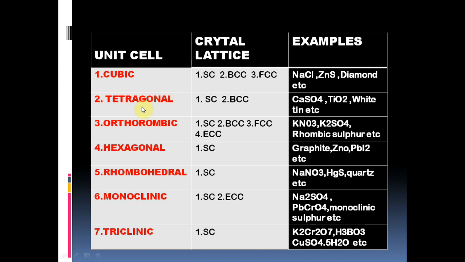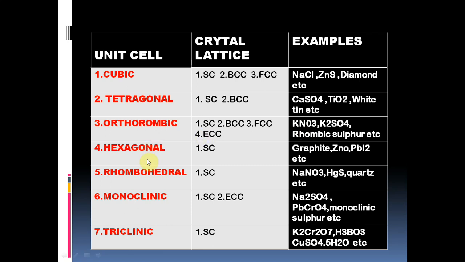All edge lengths will be the same and all the angles made by them will be 90 degrees. Okay. Tetragonal unit cell, we have 2 types of crystal lattice, simple type as well as body-centered type, BCC. The examples under that are calcium sulfate, titanium oxide, white tin, etc. Then the third one is orthorhombic. Orthorhombic has all 4 types of crystal lattice: simple, BCC, FCC as well as end-centered type. So examples are potassium nitrate, potassium sulfate, rhombic sulfur, etc. So these crystals will exist in orthorhombic type.